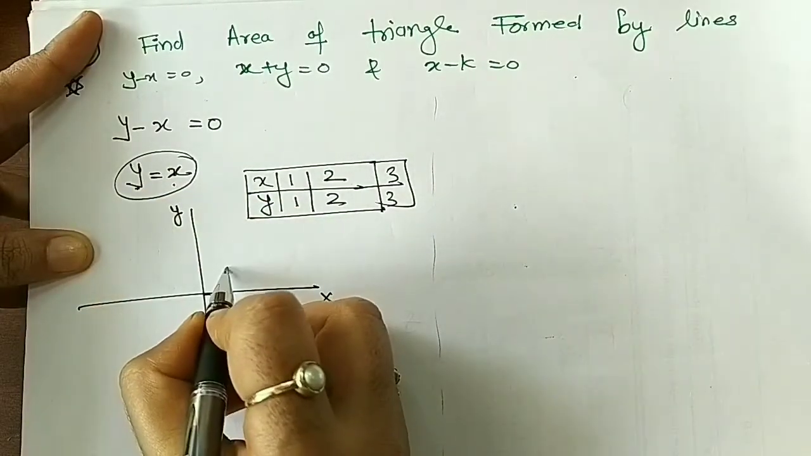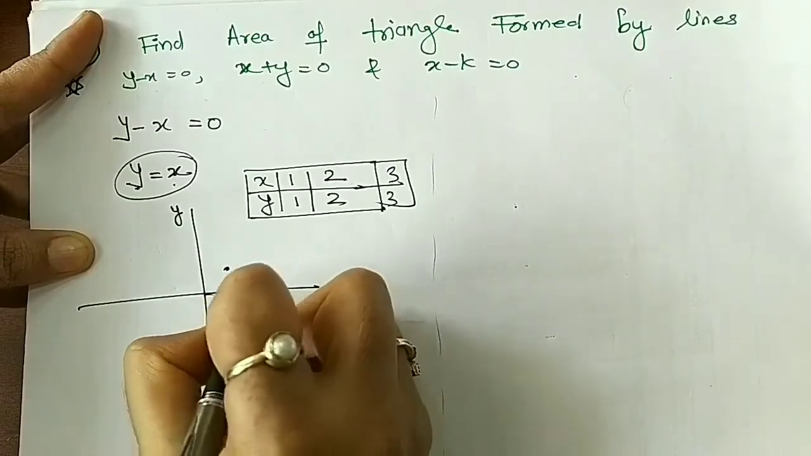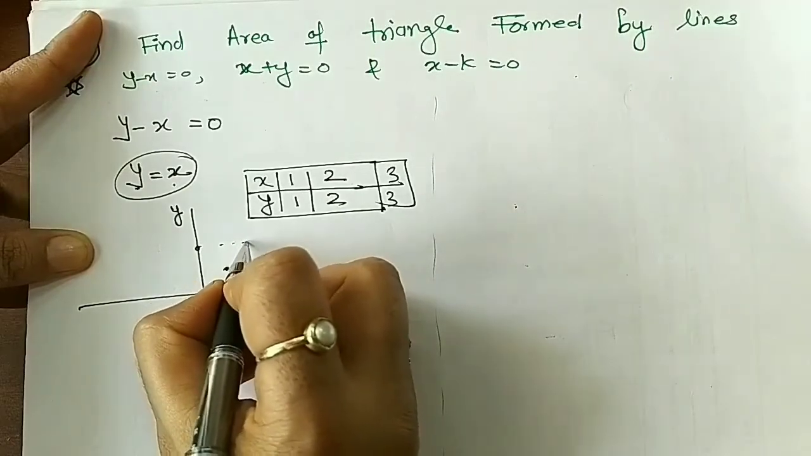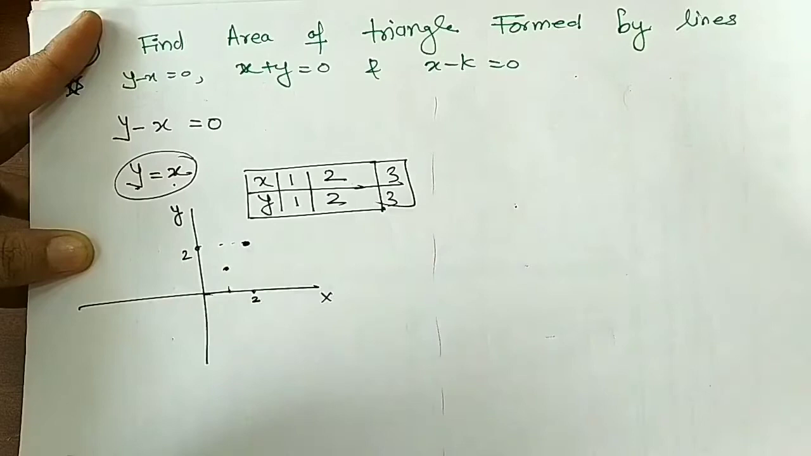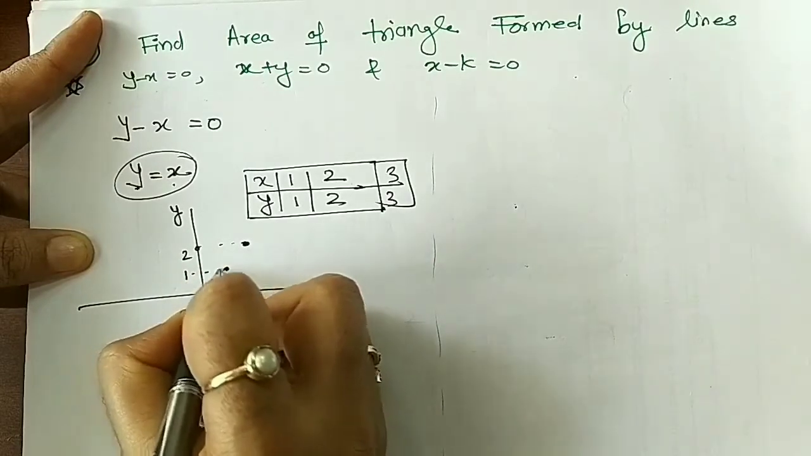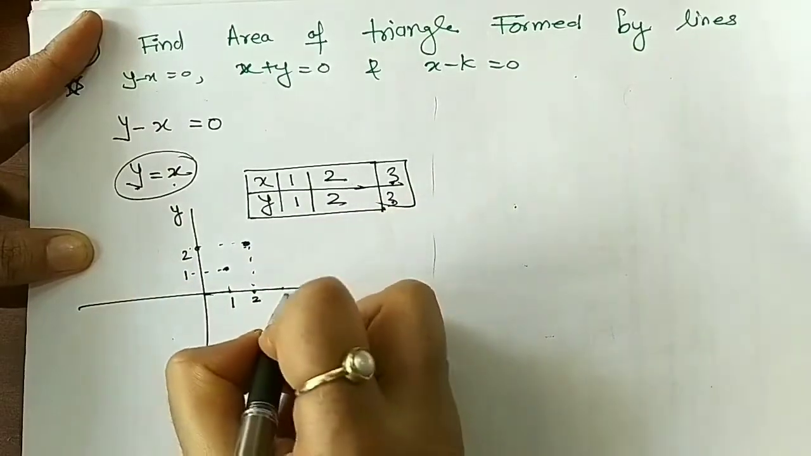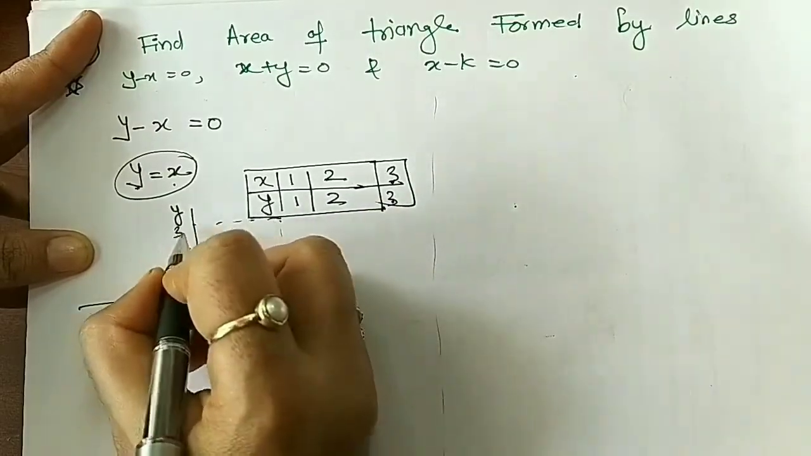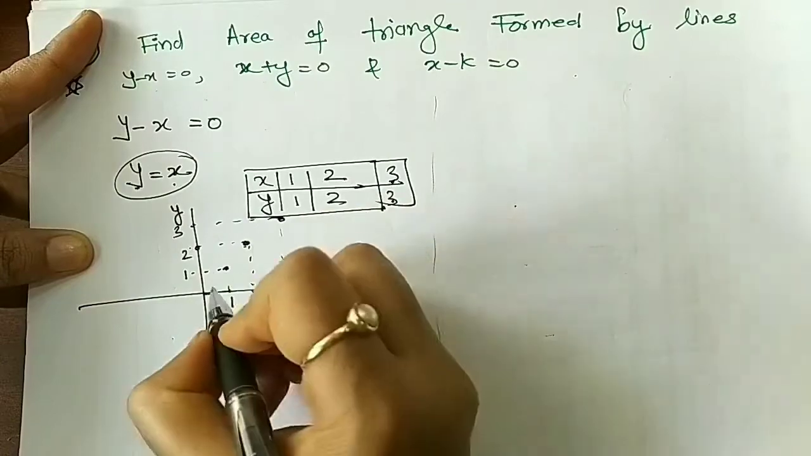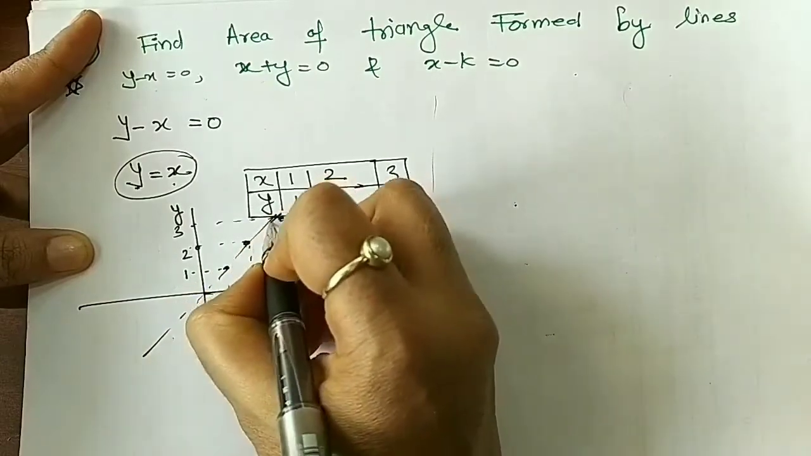X is 1, y is 1, 1 comma 1. X is 2, y is also 2. Second point, suppose this is 1 and 1 and this is 2 and 2. Now if x is 3, y is also 3. Okay, so this line always comes out to be this line.